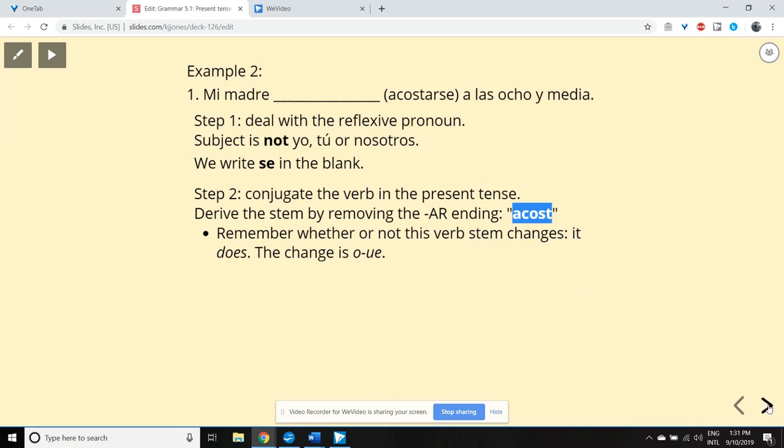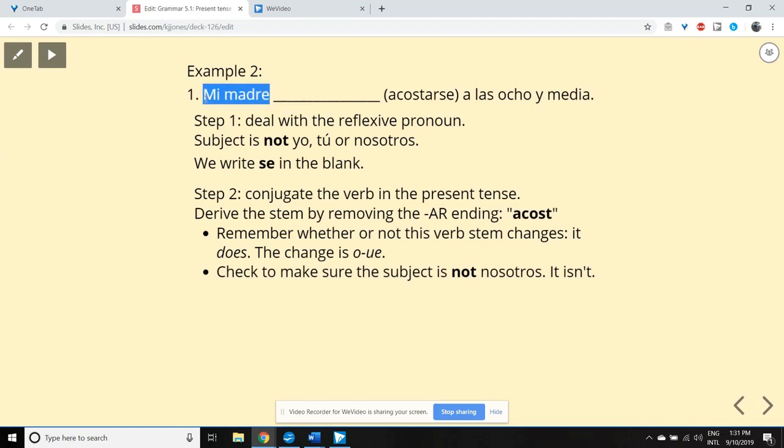Great. Now we have to decide whether that stem change is going to happen. And to do that, we check to make sure that the subject is not nosotros. It is not. Okay, because of course, madre does not equal nosotros. Nope, in no way, shape, or form. So that means we have to make our change. And so this stem O becomes a UE. That's what a stem change is. It's an alteration to the stem vowel in a precise way. All right? So now we have our changed stem, acuest.